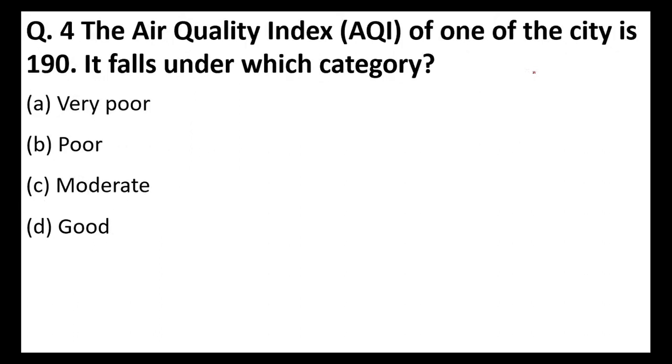Next, air quality index of one of the cities 190. Which category does it fall under? So, air quality index tells us the kind of air that is present. Usually, as you know, in North India, because of stubble burning, burning crackers during the festive season, and normal vehicle emission, this causes poor air quality index, sometimes 400, 500 also. So if it is 190, it is called moderate. Yes, the right answer is C.